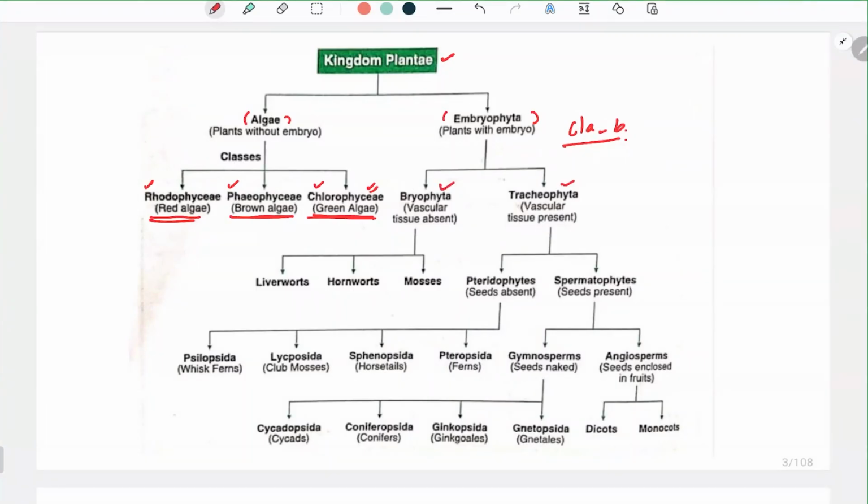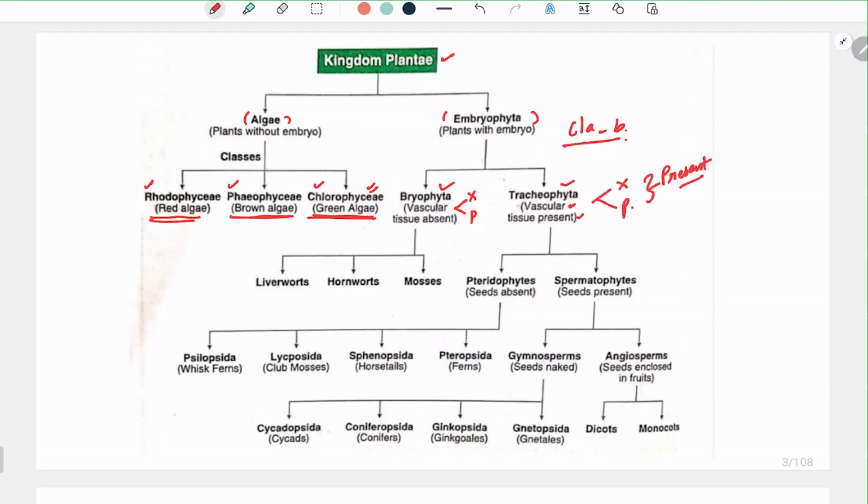In bryophyta, the vascular tissue is absent. What are vascular tissue? Xylem and phloem. We are aware that the vascular tissue, xylem and phloem, help in the transport of water, food, nutrition, and minerals to the plant. So xylem helps in the transport of water and phloem helps in the translocation of food. We use the word translocation. And in tracheophyta, vascular tissue is present, that means xylem and phloem both are present.